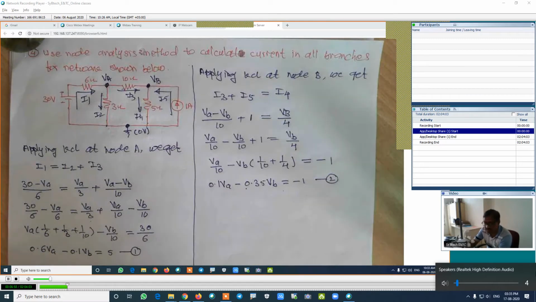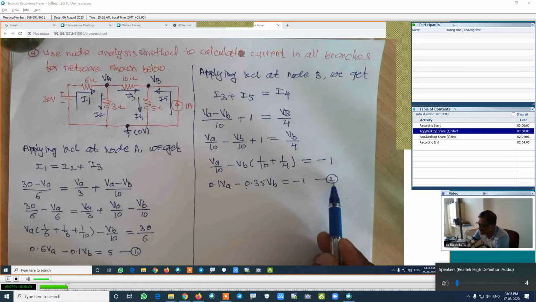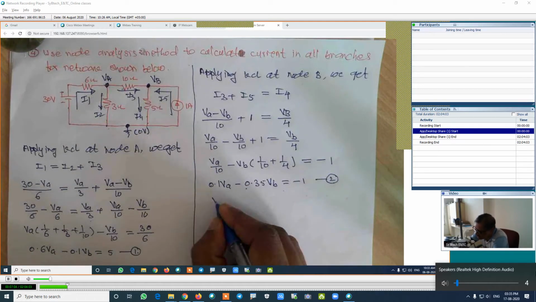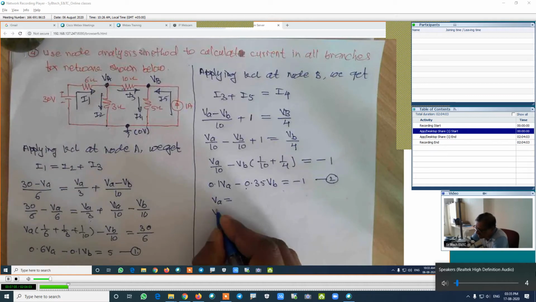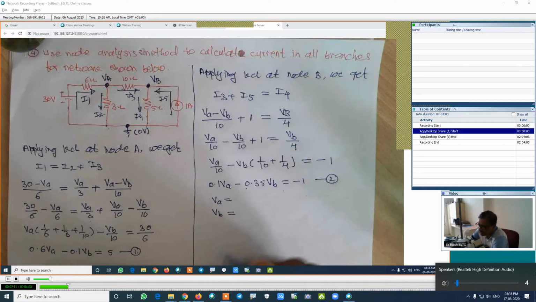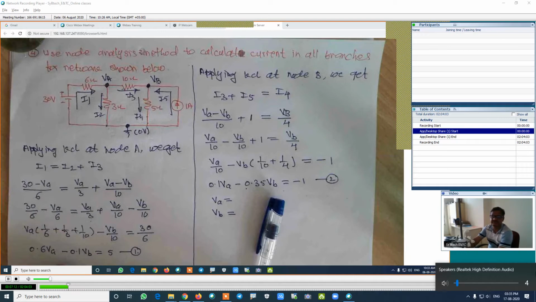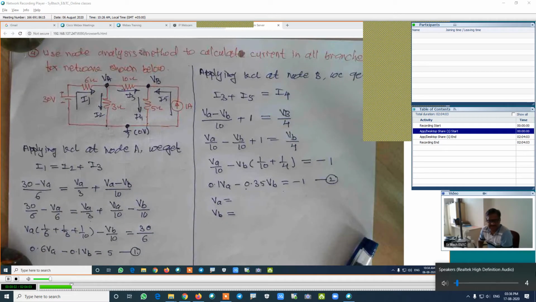Now this is the equation number 1 we have with us. This is the equation number 2 we have with us. Now solve these two equations using your calculator and tell me the value of potential VA and the value of the potential VB. I am waiting for your answers. Use your calculator, enter these values in the calculator and try to find out the values of the potentials VA and VB.